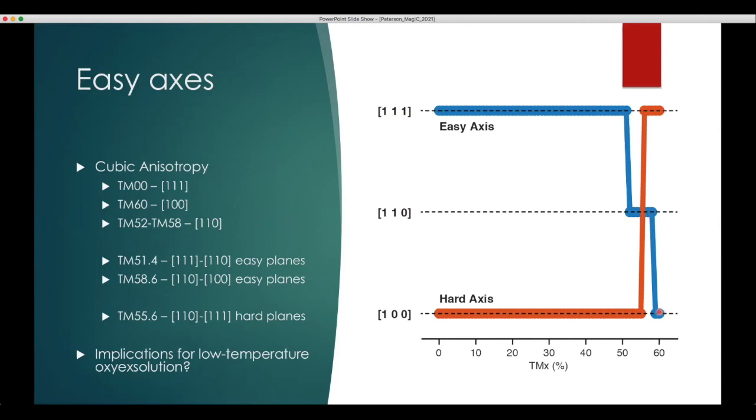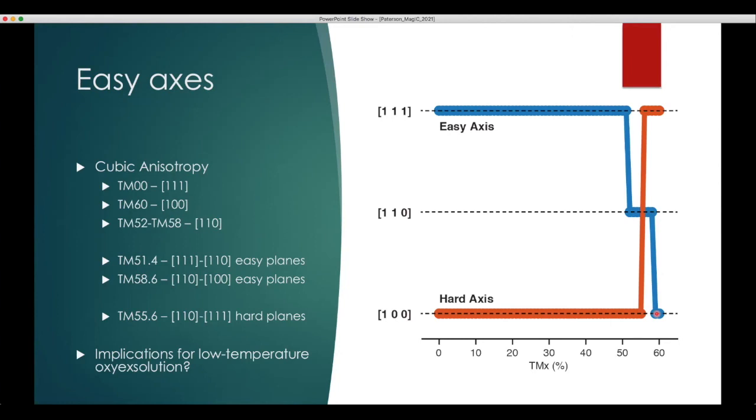Now, what's interesting about this is that there are these transitions in the easy axes. And so there are finite compositions where essentially there is no single easy axis, but we have what's called an easy plane. Where we have this transition here, we have an easy plane in the 111 and the 110 axis. And when we have a transition here, we have an easy plane in the 110 and 100 axis.